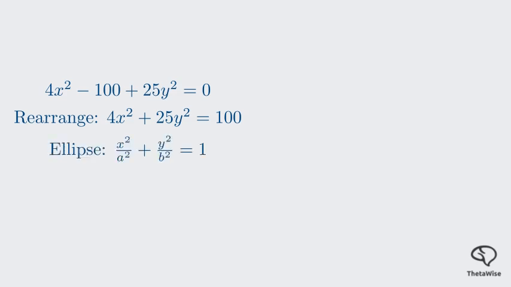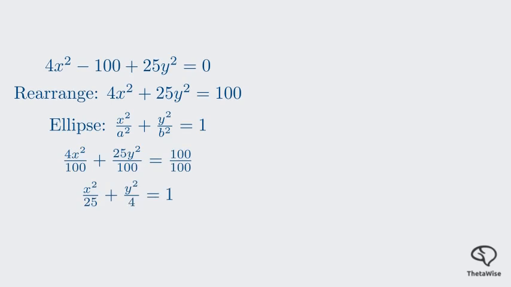The standard form of an ellipse is x squared over a squared plus y squared over b squared equals 1. To get our equation into this form, we need to make the right side equal to 1. So we divide every term in the equation by 100. 4x squared over 100 simplifies to x squared over 25. 25y squared over 100 simplifies to y squared over 4. And 100 over 100 is 1. Our standard form equation is x squared over 25 plus y squared over 4 equals 1.